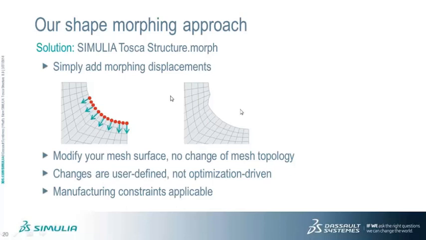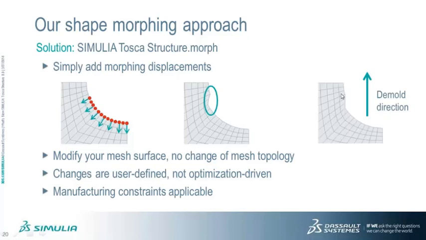The nice thing about this tool is really that manufacturing constraints are possible to consider within these manual design changes. So for example, in this case, we'd like to consider a demold direction. We realize in this modified design, it's not demoldable due to this undercut. If we tell Tosca to use the well-known manufacturing constraints, in this case demolding, it will consider that in adding the morphing displacement, and will create a demoldable design.